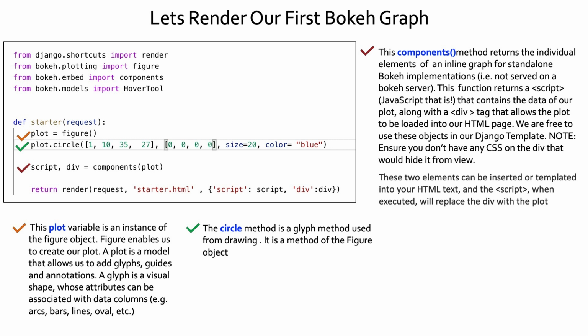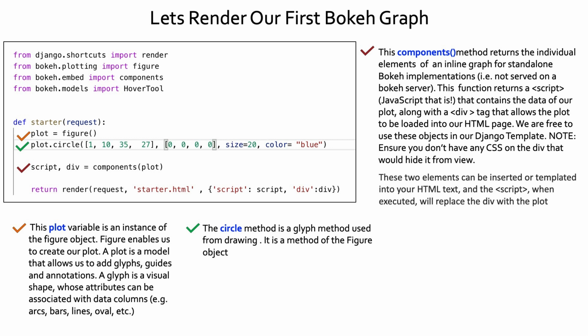So that gets us to the plot. Plot equals figure, and then plot.circle. What are we doing here? The plot variable is an instance of the figure object. Figure enables us to create our plot. A plot is a model that allows us to add glyphs like circle. We'll get to that in a minute.